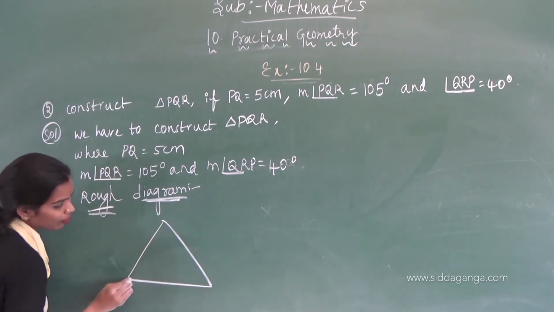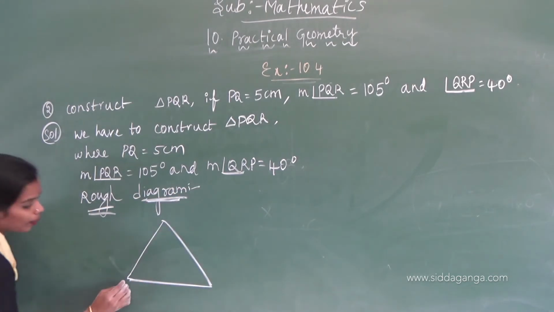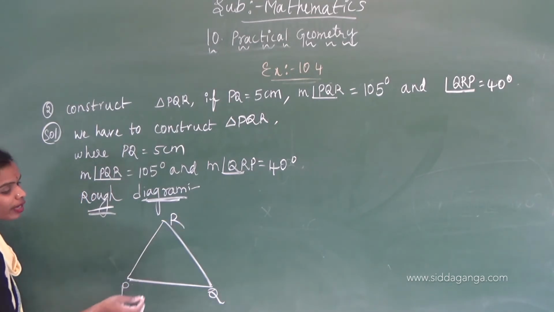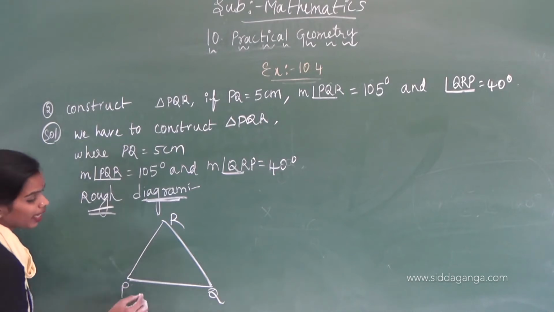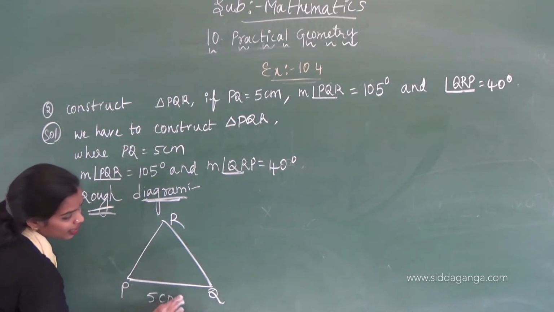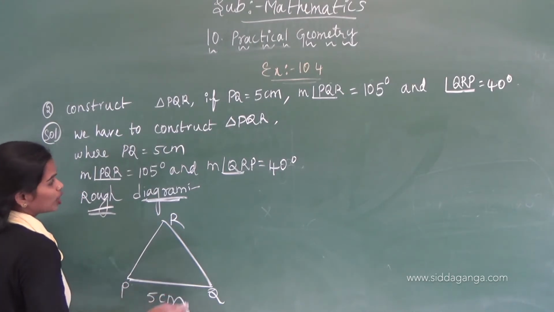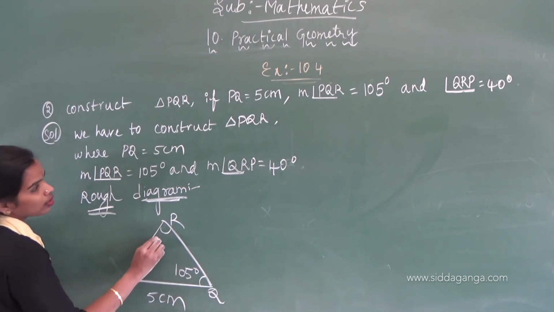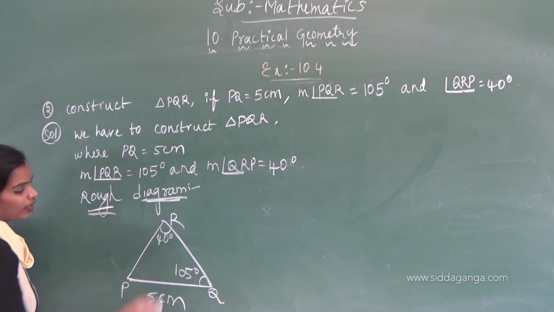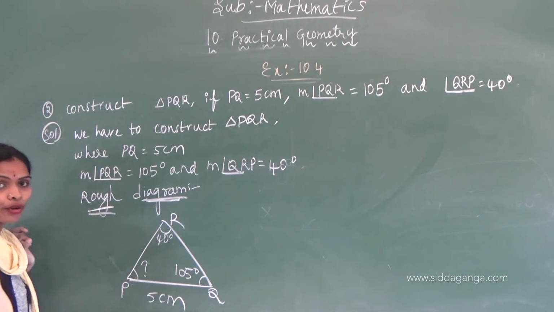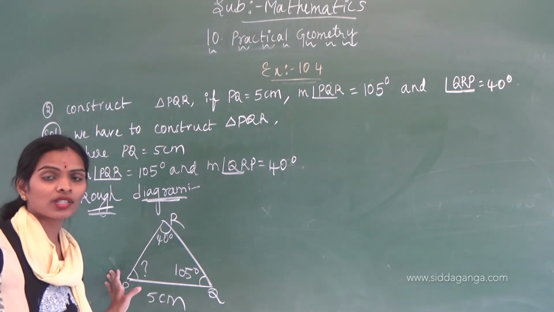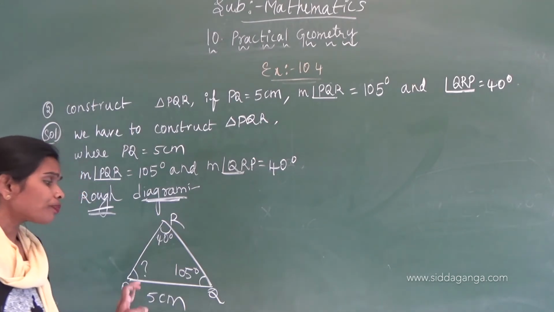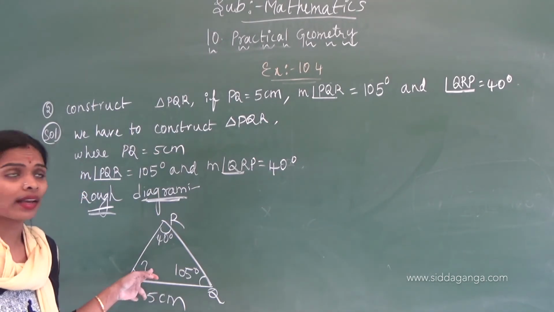Which triangle do we have to do? Draw triangle PQR. We know the PQ measurement, that's why I am taking PQ as base. PQ is 5 centimeters, measure of Q is 105 degrees and R is 40 degrees. And we don't know this one. If we don't know angle P, then we can't construct a triangle. Correct?